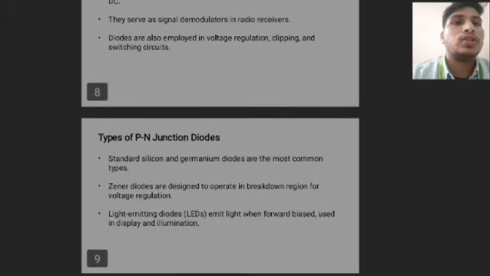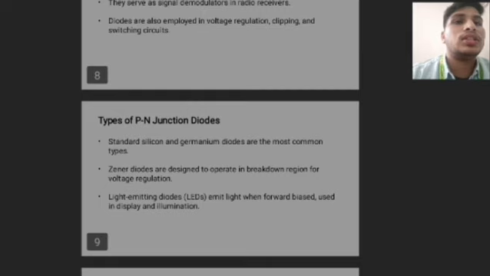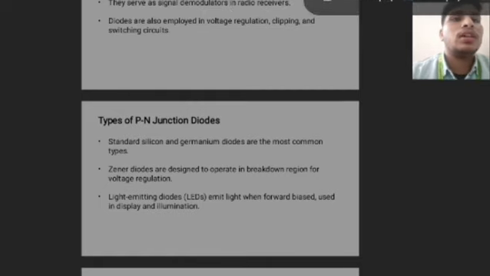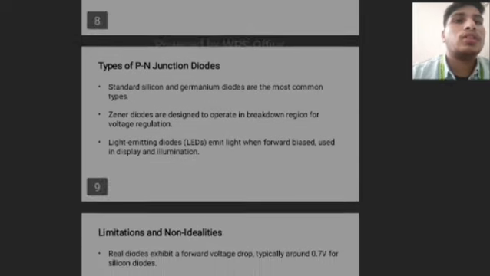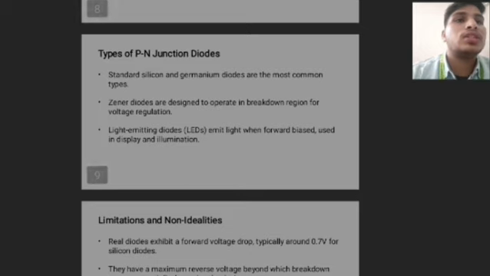Applications of PN junction diode. Diodes are used for rectification in power supplies to convert AC to DC. They serve as signal detectors in radio receivers. Diodes are also employed in voltage regulation, clipping and switching circuits.